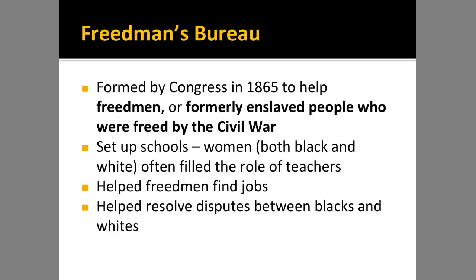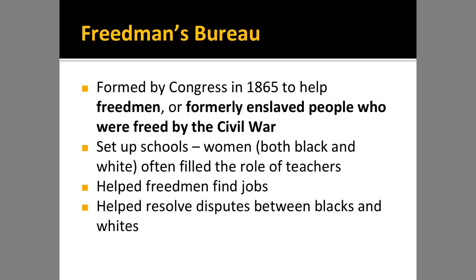So transitioning a little bit into some things that started to be done to help. We have to address the issue, right, of how to bring the South and North back together. But we also have all of these people who were formerly enslaved, and now how are they going to live their lives as free people? The Freedmen's Bureau is one proposed answer to that question. The Freedmen's Bureau was formed by Congress in 1865 to help freedmen, and freedmen are formerly enslaved people who were freed by the Civil War.